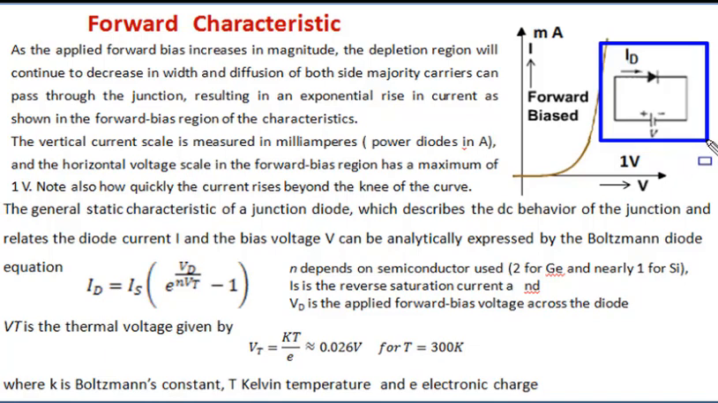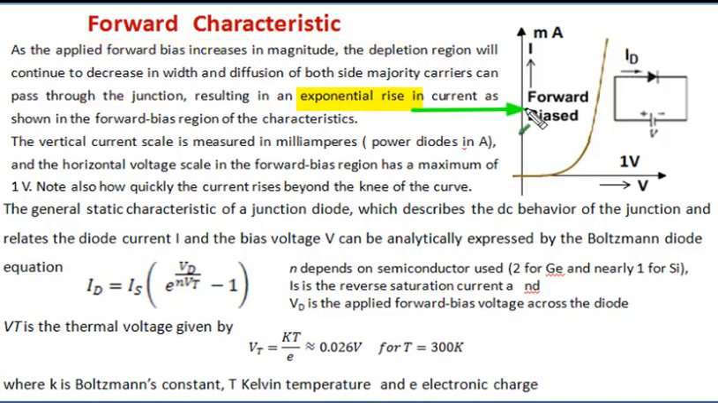Now the PN junction is forward biased. As the applied forward bias increases, the majority carriers will concentrate on the impurity ions and depletion region will continue to decrease in width. So the diffusion of both side majority carriers can pass through the junction and we will get an exponential rise in current as shown in the forward bias characteristics. The vertical current scale is measured in milliamperes, and for power diodes it will be measured in amperes.